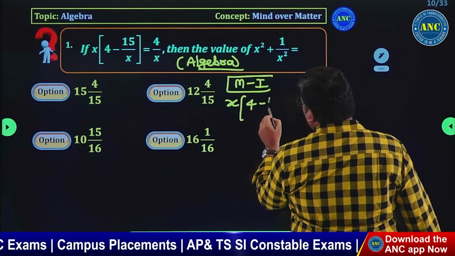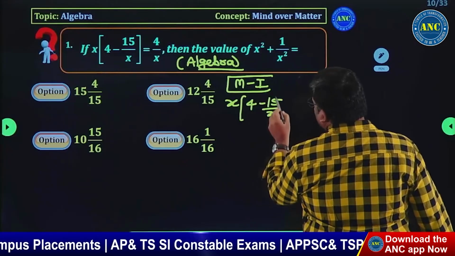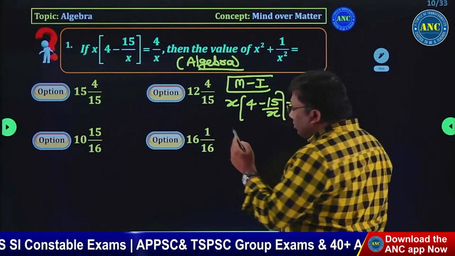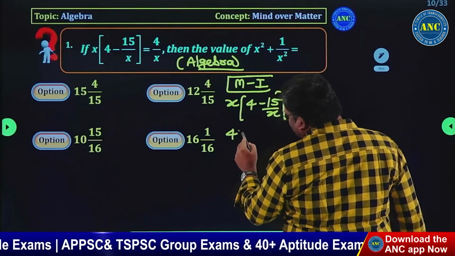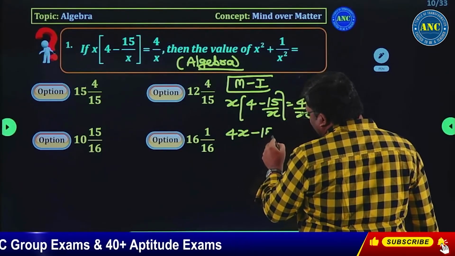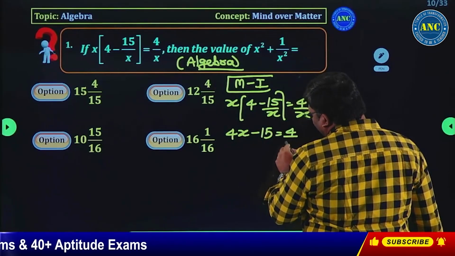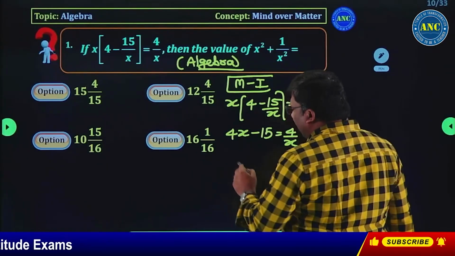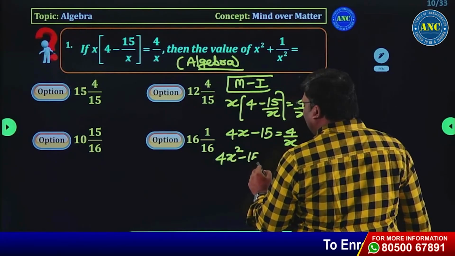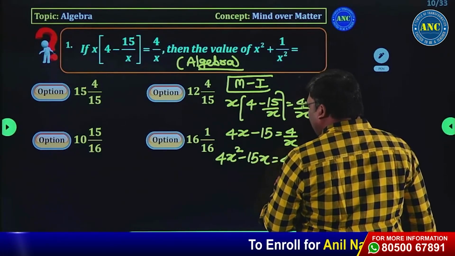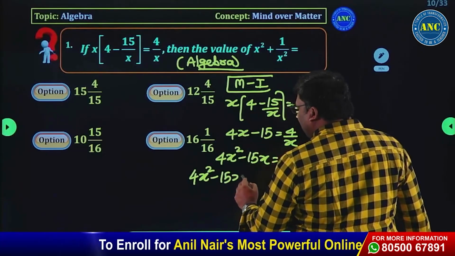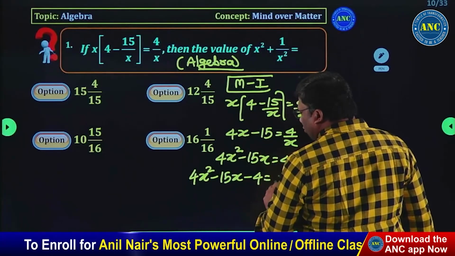x into 4 minus 15 by x is equivalent to 4 by x. And he will multiply it: 4 into x, 4x, minus 15 by x into x, x cancels, it is 15, is equivalent to 4 by x. He will cross multiply: 4x into x, 4x square minus 15x is equivalent to 4. He will put 4 on the left hand side: 4x square minus 15x minus 4 is equivalent to 0.